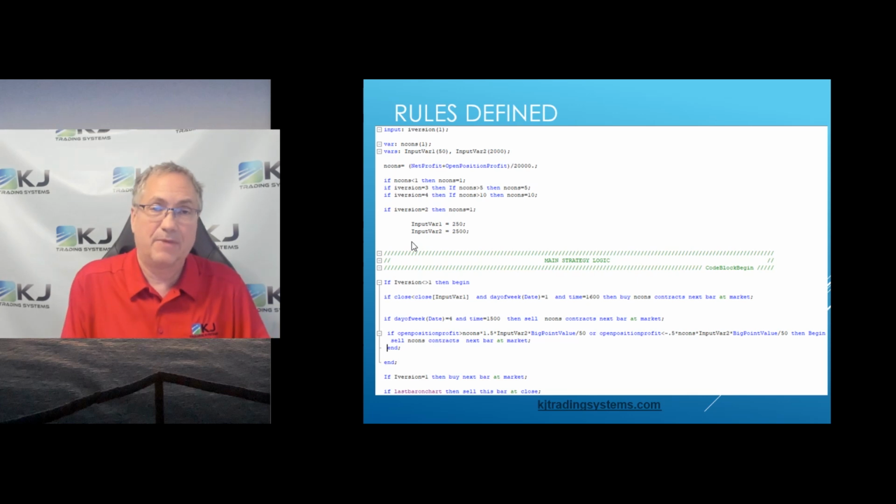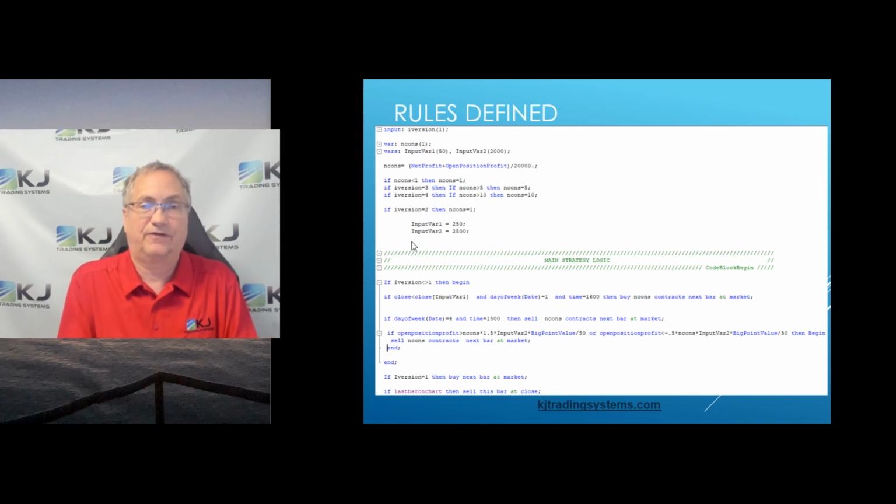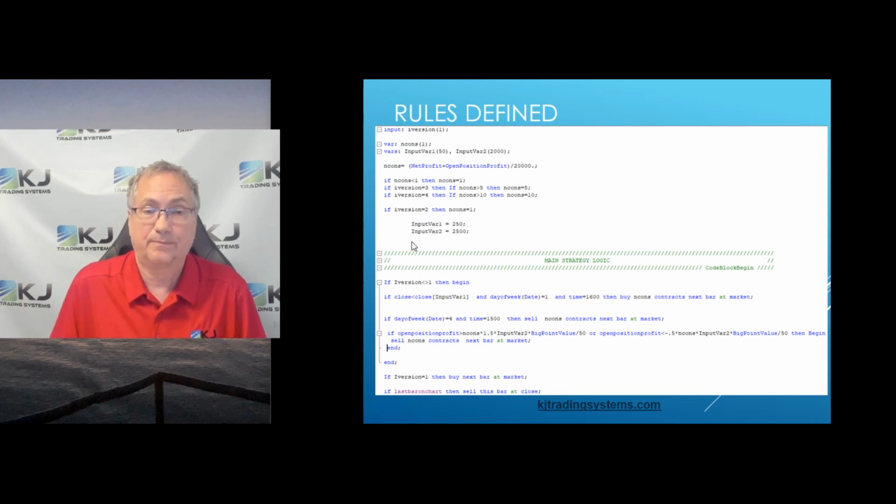I called it money management. Some people call it position sizing. They're kind of similar, but the way to think about this is: version 1, buy and hold. Version 2, one contract all the time. Version 3, one contract up to 5, depending on the profits. And version 4, one contract up to 10, depending on the profits.